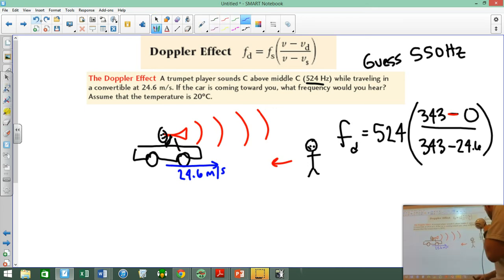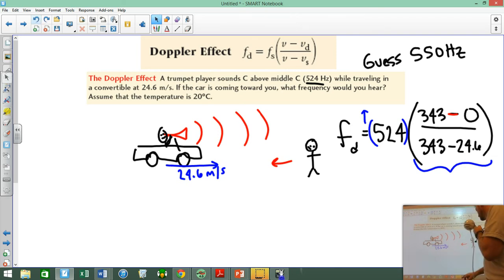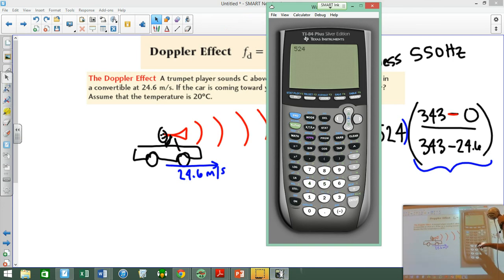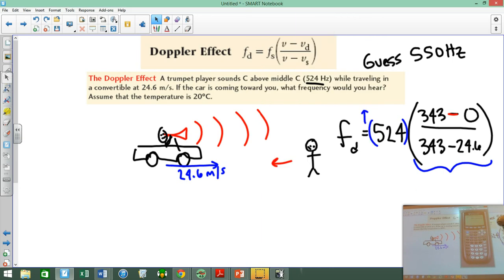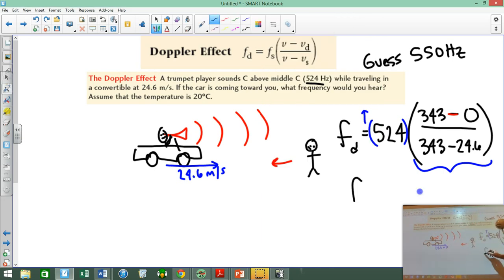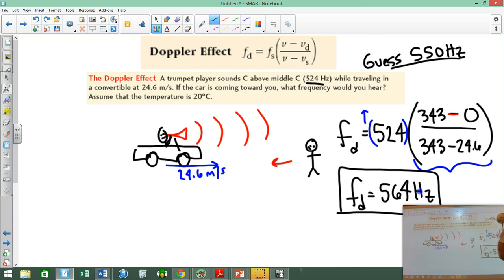Another important thing to note is I want this number to go up. If you look at this whole fraction, it's going to be a number bigger than 1, because 343 divided by something smaller than that is bigger than 1, so it's going to force the frequency to go up. So I take my calculator, 524 times 343 divided by parentheses 343 minus 24.6, and I get 564 as the frequency that I detect. And that seems right. Remember we guessed 550 and we're actually getting 564? That seems well within the ballpark of what we're expecting.